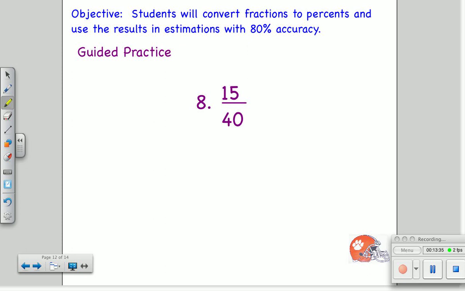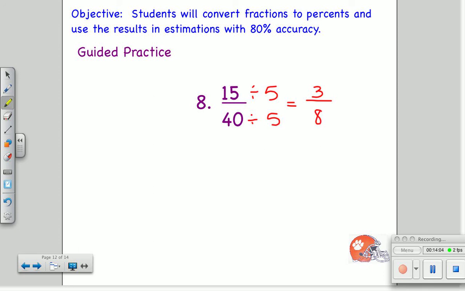15 out of 40. I can divide them both by 5 first. Let's see what else I can do. Well, I'll just divide them both by 5 first. Let's see where that gets us. Might not help, but let's find out. 15 divided by 5 is 3. 40 divided by 5 is 8. All right. So now 3/8.